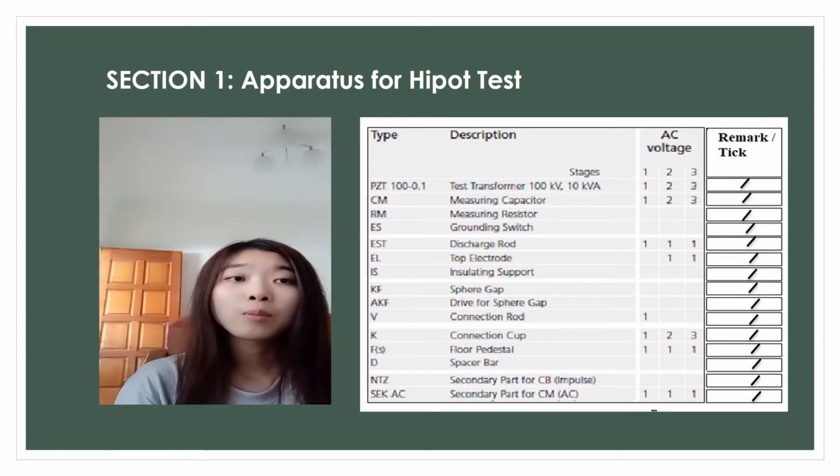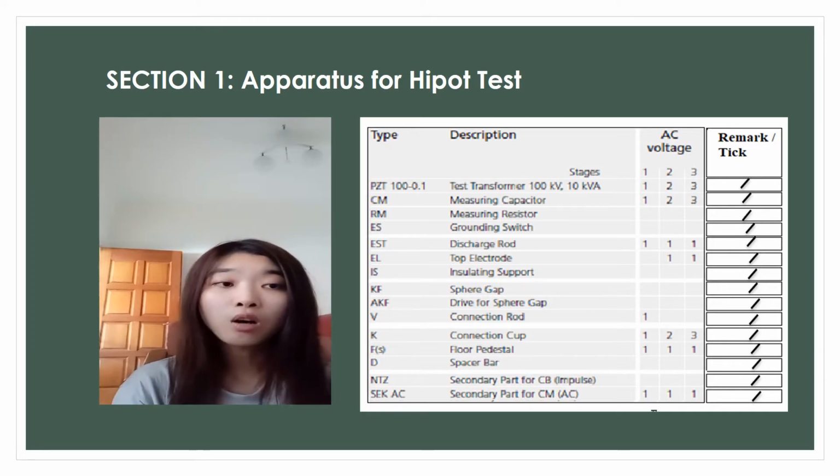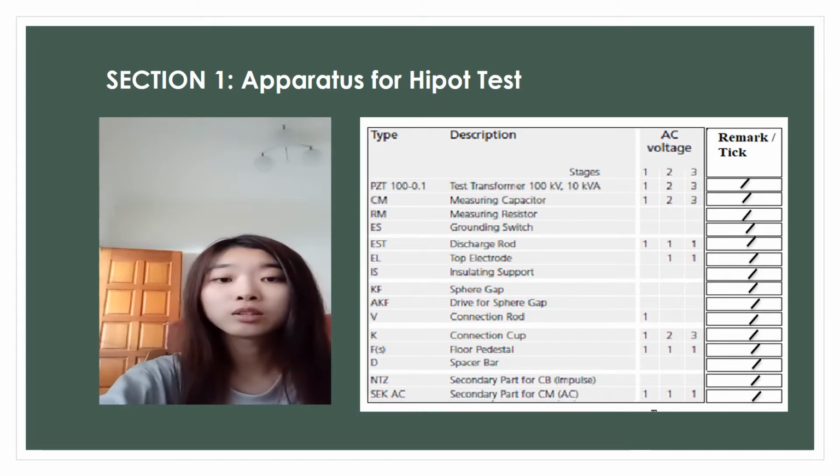Cm is a measuring capacitor that can be used as the high voltage unit of an AC voltage divider. Rm is a measuring resistor. It can be used as the high voltage unit for the DC voltage divider.